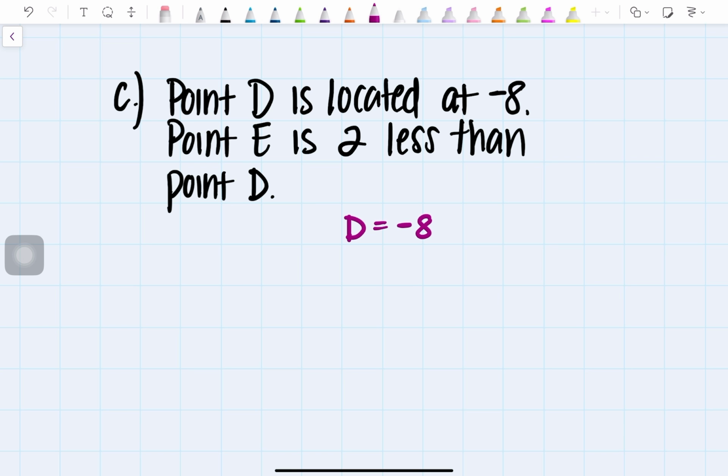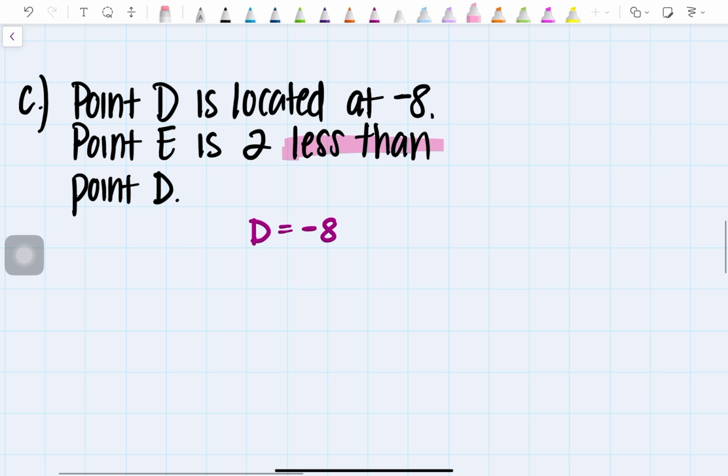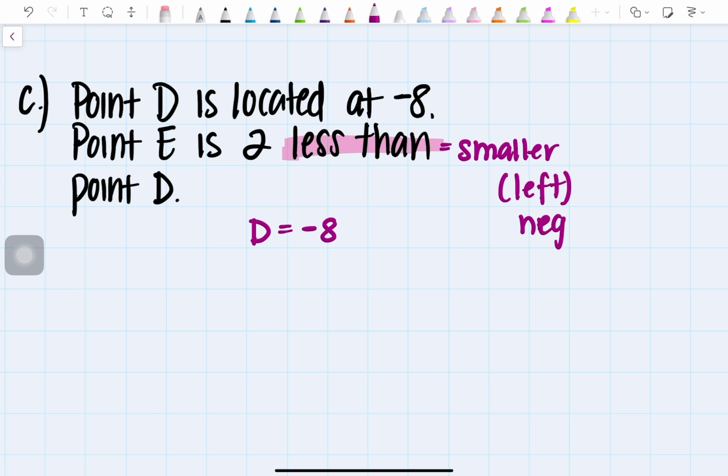Then it's telling us that point E is 2 less than D. The keyword for us here, guys, is less than. Less than means a lesser value, it's smaller, which means we are moving to the left, which makes our direction negative. Although distance actually can't be negative. So then if I want to find point E, let's say we set up an equation here.